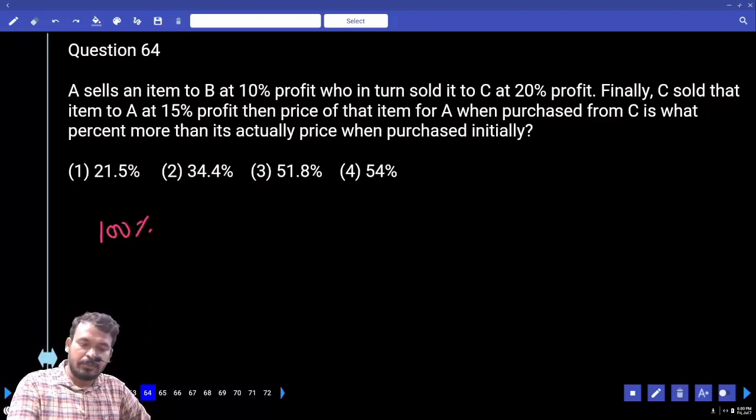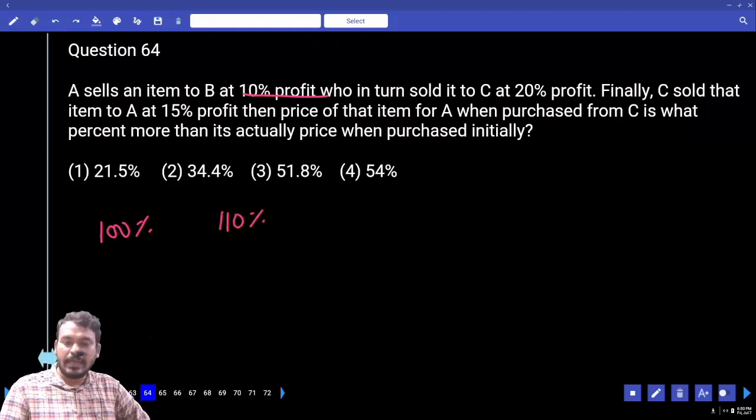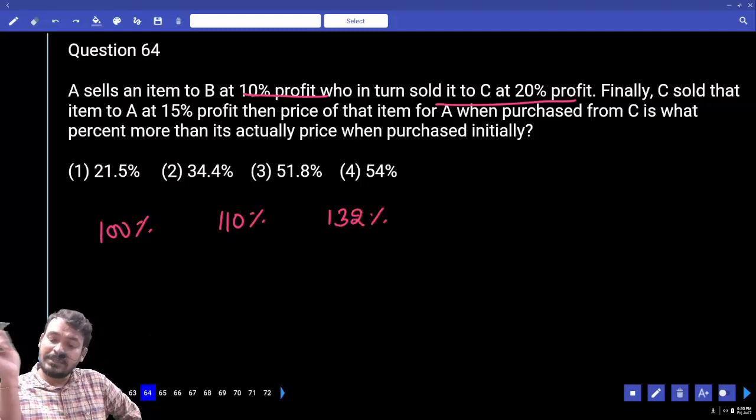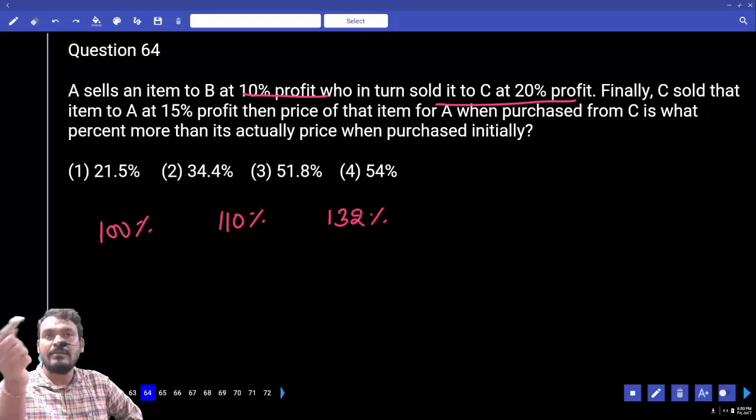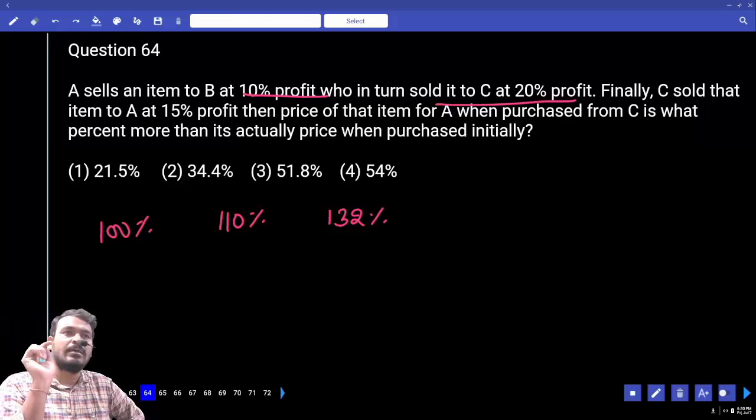A to B, what is the profit? 10%, means 110. Again B to C, what is the profit? 20%. What is 20% of 110? 22. 110 plus 22, 132. That is B selling price and C cost price, sir.